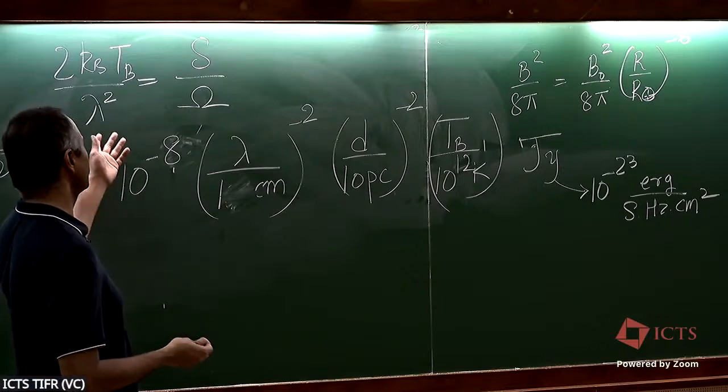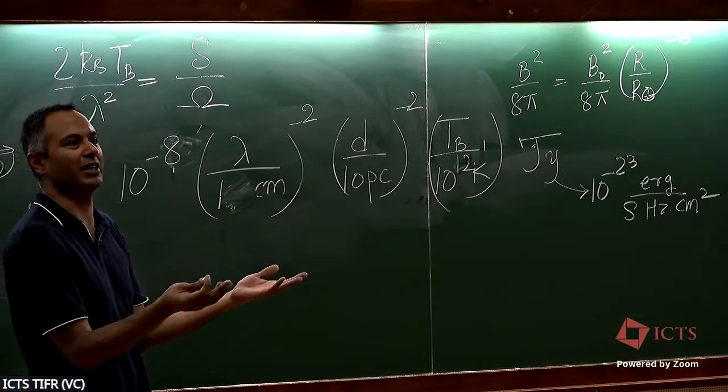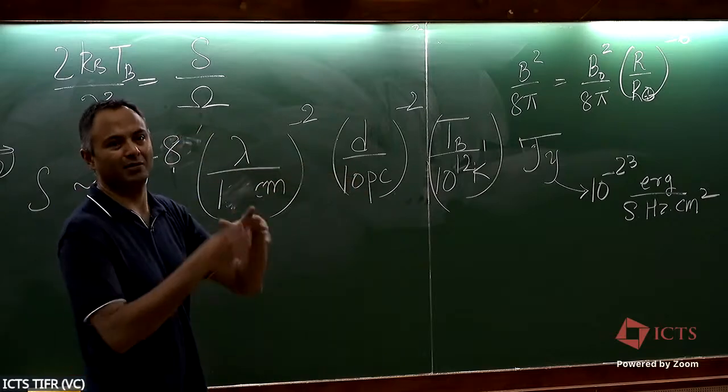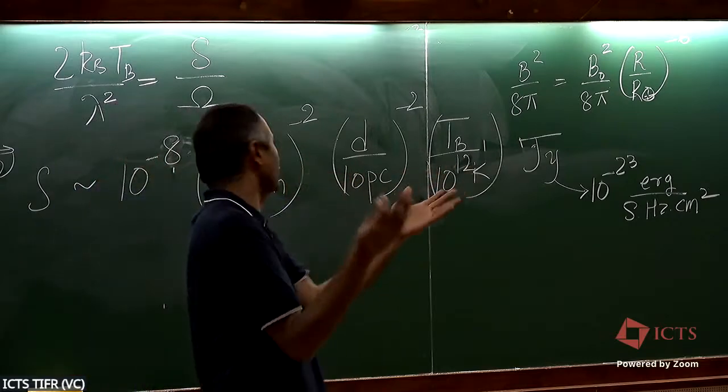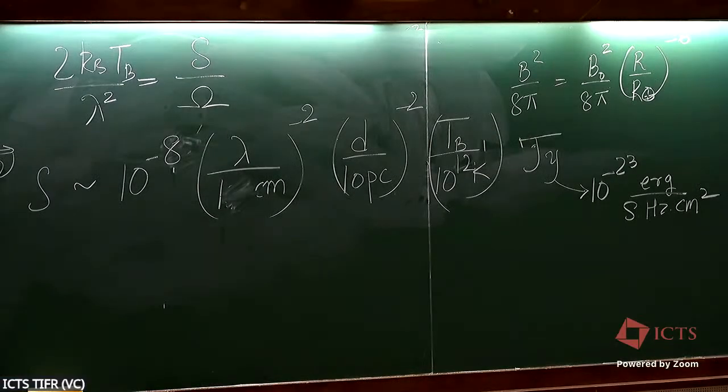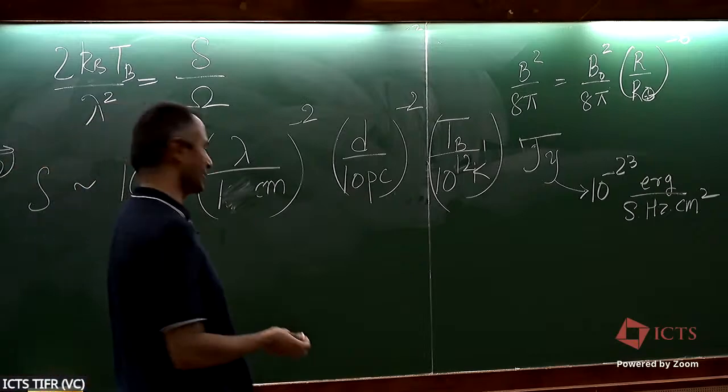So here I've assumed something which is roughly the size of a planet. So that omega, the beam solid angle, is the size of the area of the object divided by the distance to the object. So that's where the distance comes. Yeah. So the essential problem is it's not bright enough for us to detect it.